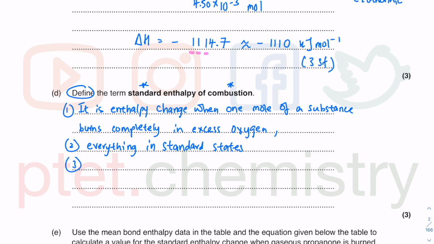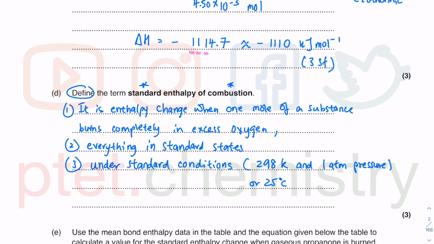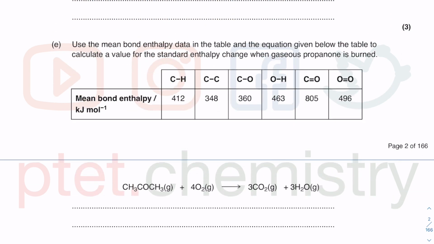And the next bit is under standard conditions. Seems a bit repetitive, but standard states are under standard conditions. The standard conditions is a plural thing: 298 Kelvin, or you can choose to use 25 degrees Celsius, and also 1 atmospheric pressure, 1 atm pressure. And that's it for that 3 marks definition there.